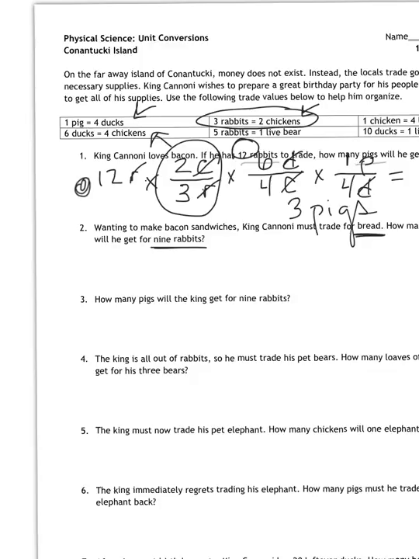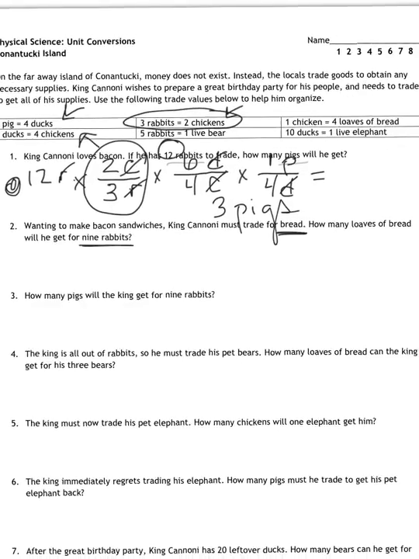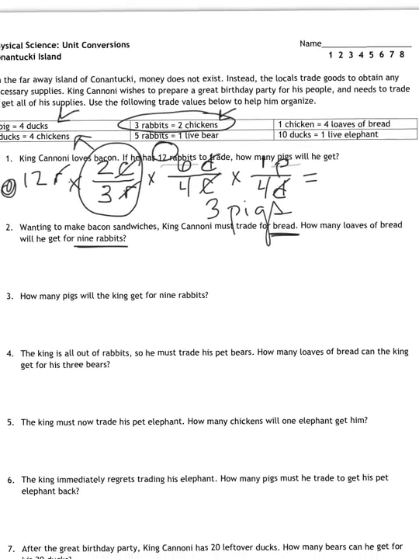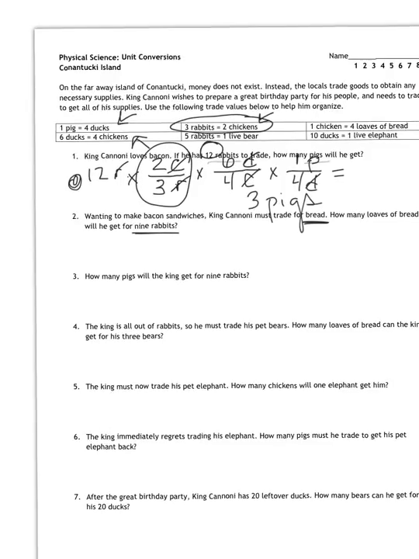Alright, bread for rabbits. Or rabbits for bread, actually. So how are we going to get bread from our rabbits? Well, if we look up here, we can trade rabbits for either chicken or bear. Okay, if we look on the table at the top, I think chickens is going to be the quickest way to get to bread. Because if we trade the rabbits for chicken, then we can trade the chicken for bread.